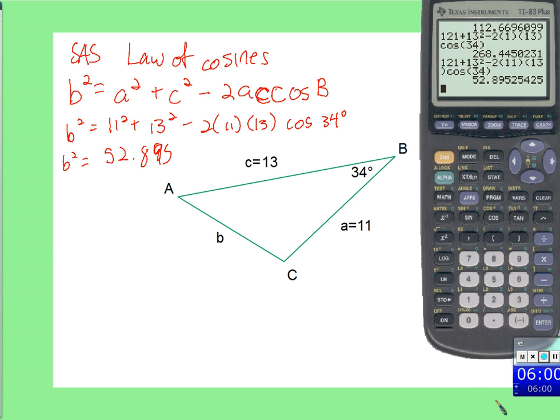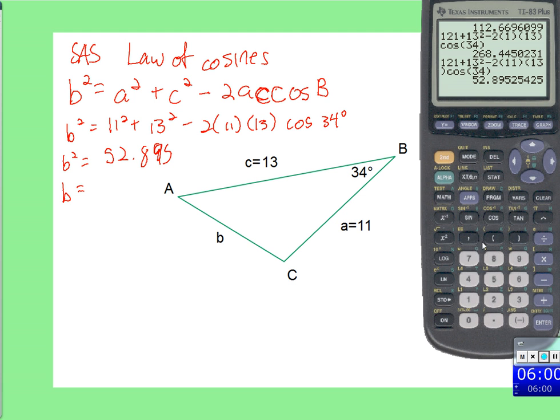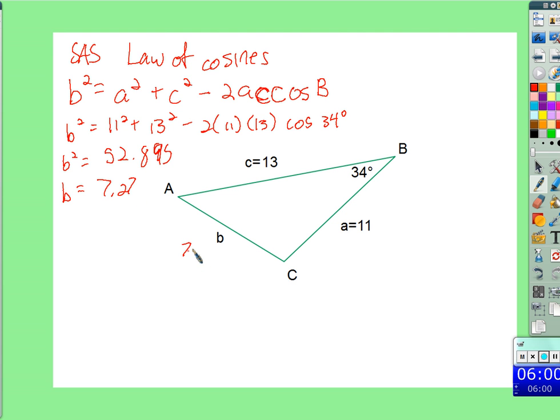Just plugged everything in, A and C and the angle B. So you can see I did this all in one line here. I made a mistake and put in 1 instead of 11, so I have to change that. So now we have that B squared is equal to 52.895. And now we're going to figure out what B is. The square root of both sides, square root of that. 7.27. Answer 7.27. Okay, 7.27.